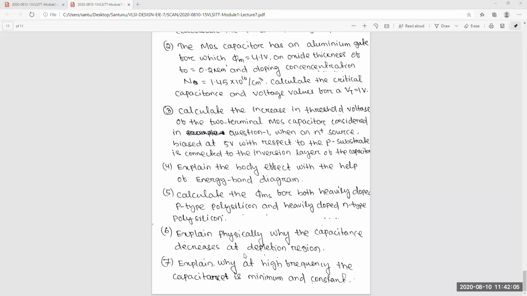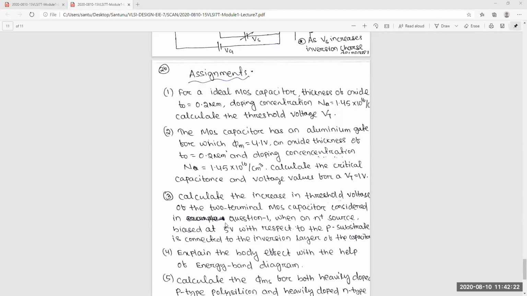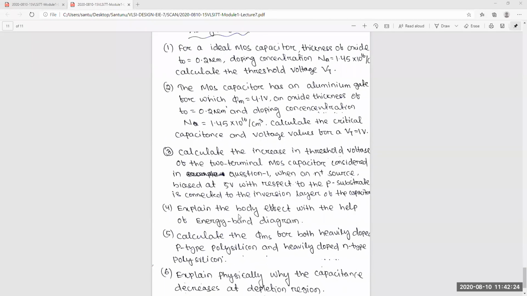Okay. So explain physically why the capacitance decreases in the depletion region. Already we have discussed this. Explain why at high frequency the capacitance is minimum and constant. Okay. These 6 and 7 we have already discussed. So please go through these documents. I will send this now.